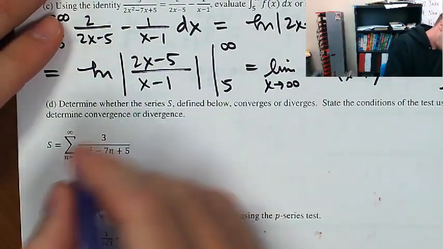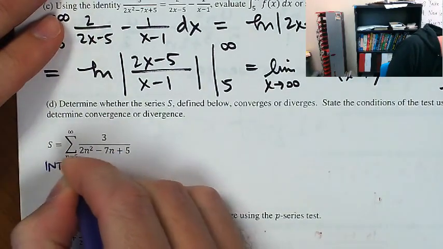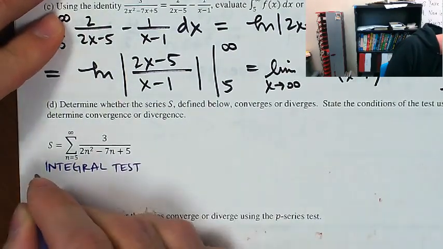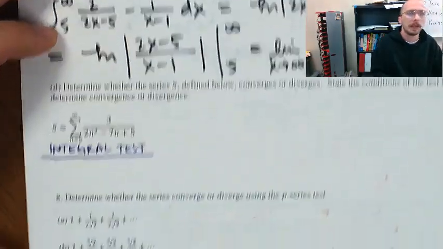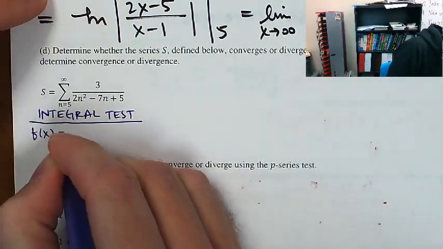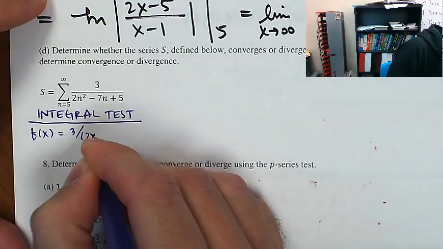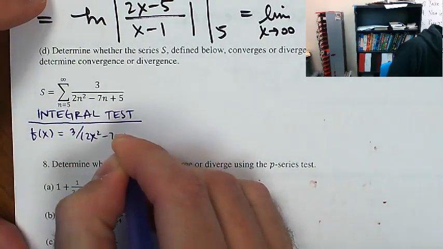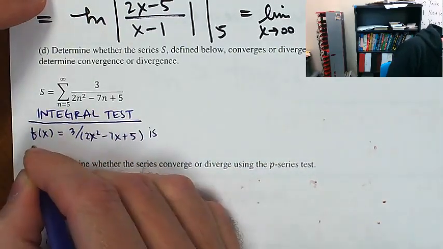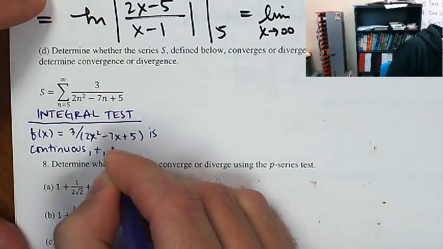All right, with the integral test, I'll do that in blue. Okay. The integral test, I'm going to say f of x equals 3 divided by 2x squared minus 7x plus 5 is continuous, positive, and decreasing.